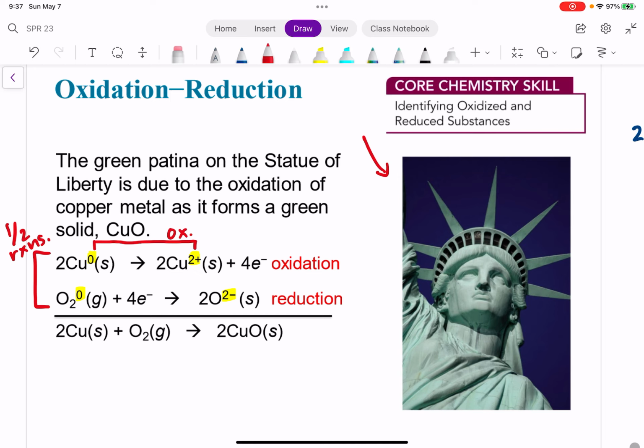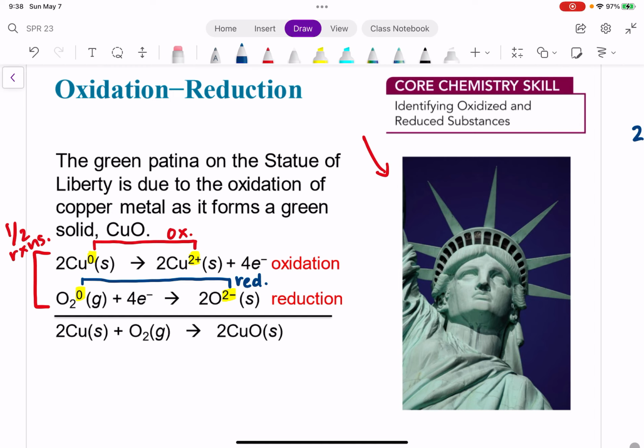Okay, so that's oxidation. What about reduction? So we can also use our oxidation numbers to understand which thing was reduced. So oxygen was reduced because, let's look at these oxidation numbers. We go from 0 to 2 minus. We go from neutral, 0 charge, to a 2 minus charge. So what does that mean? Yeah, we gained negative charges. So that one was reduced. We gained negative charges. We were reduced.